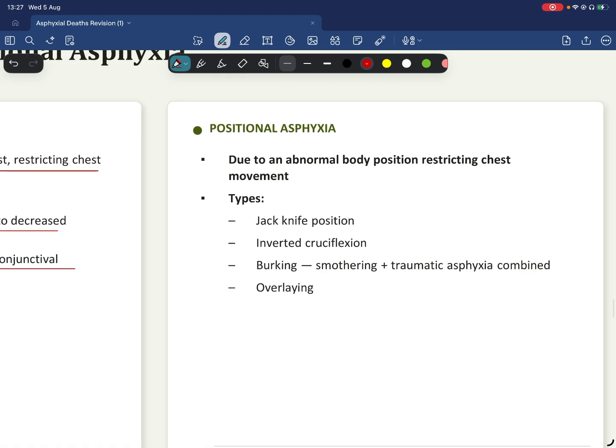Positional asphyxia is asphyxia caused due to abnormal position leading to restriction of chest movements. Examples are jackknife position, inverted crucifixion, burking, which is smothering and traumatic asphyxia combined, and overlaying. In jackknife and inverted crucifixion, the abdominal contents press against the diaphragm, leading to decreased chest expansion, which leads to positional asphyxia.